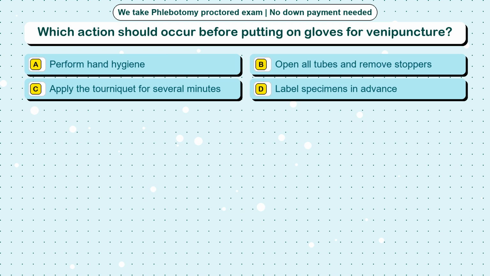Question 22. Which action should occur before putting on gloves for venipuncture? Option A, perform hand hygiene. Option B, open all tubes and remove stoppers. Option C, apply the tourniquet for several minutes. Option D, label specimens in advance.